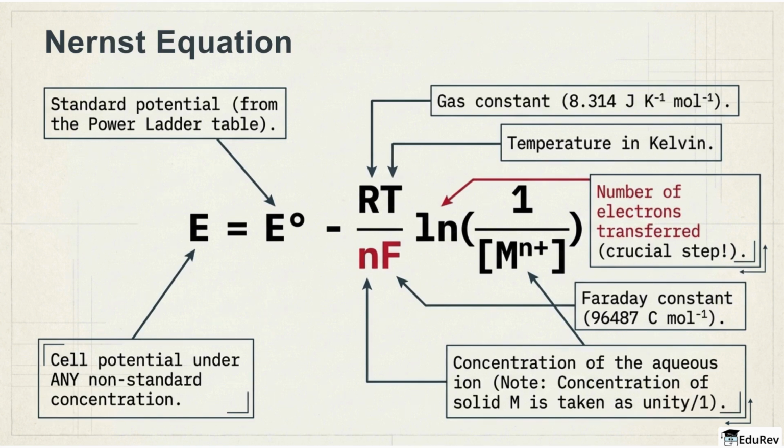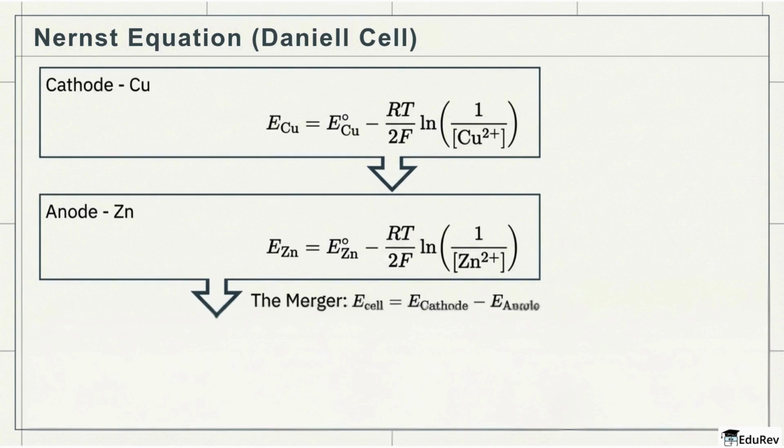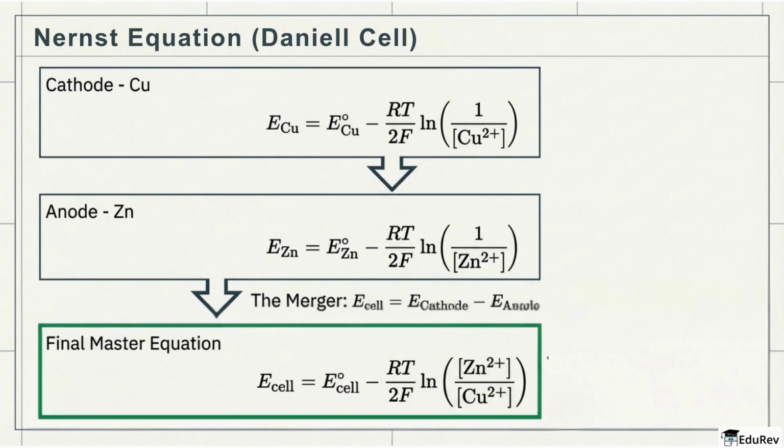Here's a trap you need to be aware of. The concentration of a solid is taken as unity, so only the aqueous species appear in the expression. For the Daniell cell, the Nernst equation is written separately for copper and zinc half cells and then merged into the final cell expression. The final master result is E cell equals E naught cell minus the quantity RT over 2F times the natural log of the concentration of Zn2+ divided by the concentration of Cu2+.